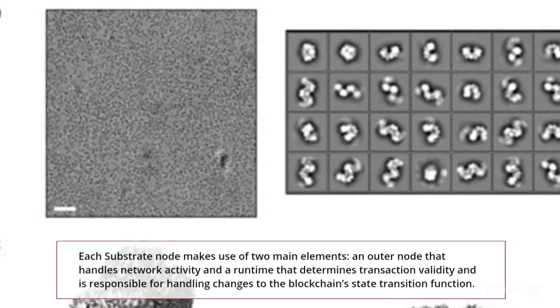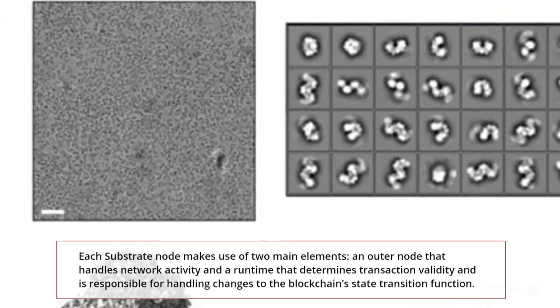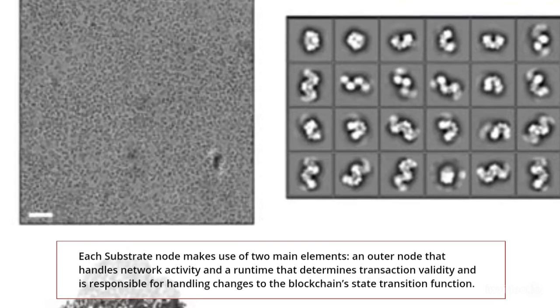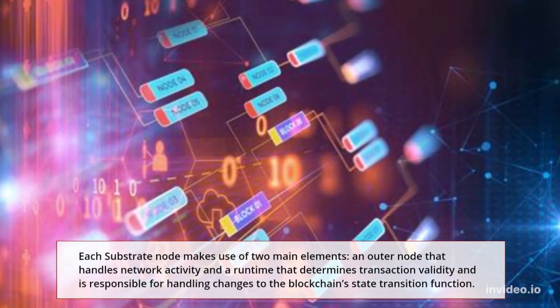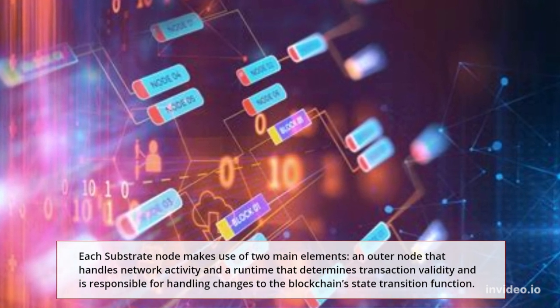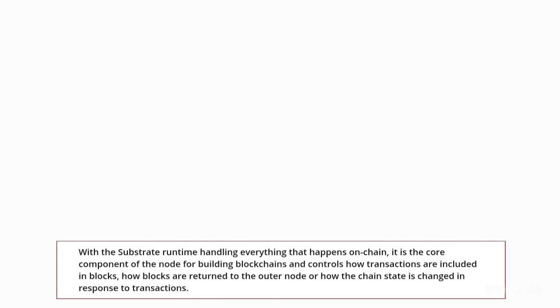Each Substrate node makes use of two main elements, an outer node that handles network activity and a runtime that determines transaction validity and is responsible for handling changes to the blockchain's state transition function. With the Substrate runtime handling everything that happens on-chain, it is the core component of the node for building blockchains and controls how transactions are included in blocks, how blocks are returned to the outer node or how the chain state is changed in response to transactions.